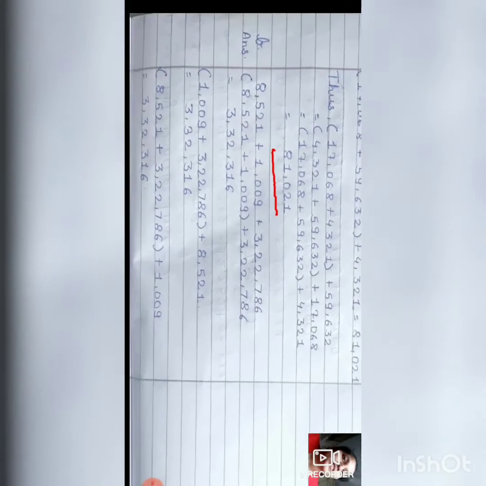yes, second question we are going to write first of all. Second example, 8,521 plus 1,009 plus 3,22,786. So students, now please write down this question first of all.